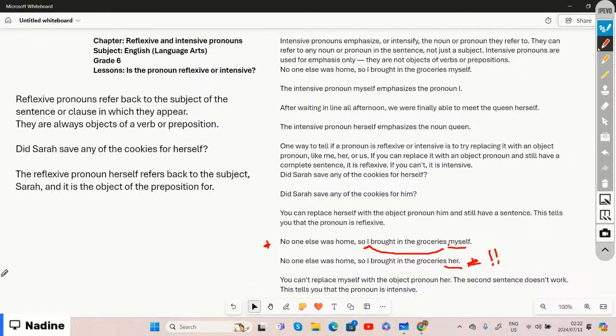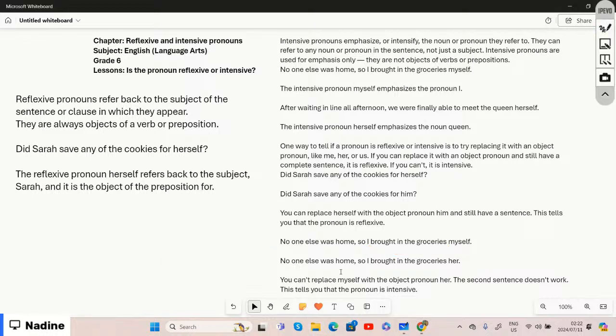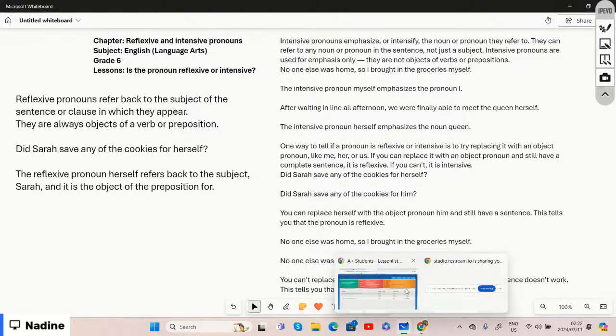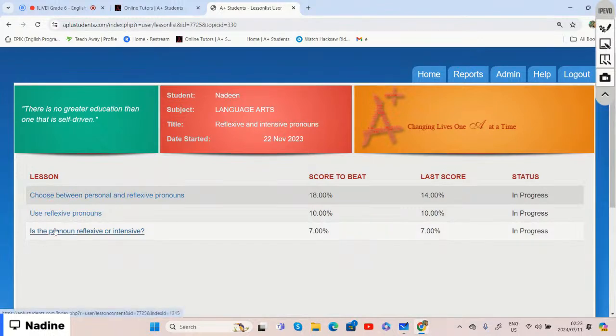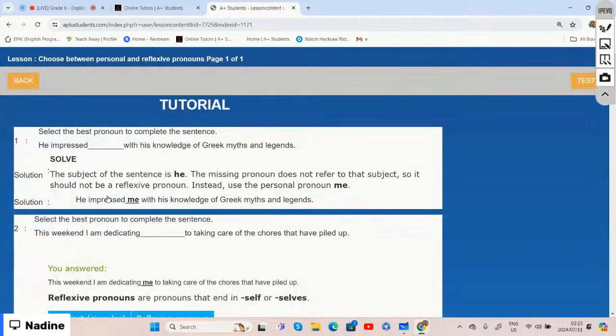All right. So now we're going to a+students.ca, and we're going to our chapter on reflexive and intensive pronouns. And we are doing the last lesson, which is the pronoun reflexive or intensive. But let us quickly go over here. Let me just quickly once again show you what reflexive pronouns are.